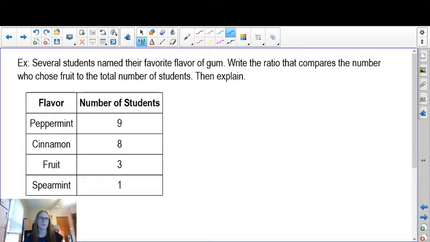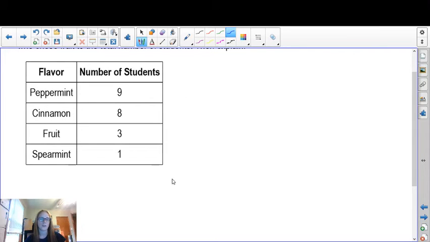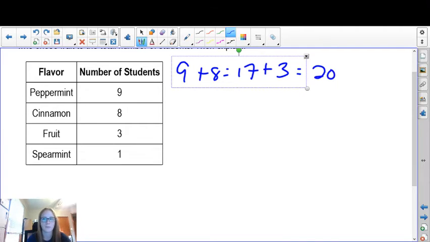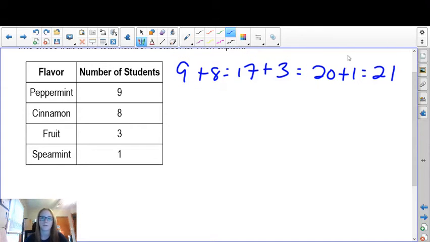Next example. Several students name their favorite flavor of gum. Write the ratio that compares the number who chose fruit to the total number of students, and then explain. Well, first off, do I see the word total anywhere? I'll scroll down a second. Notice how there's no more type things here? So I'm going to have to determine that for myself. So I have to take 9 plus 8, which gives me 17, plus 3, which is 20, plus 1 more, which is 21. So the total number of students I have is 21.